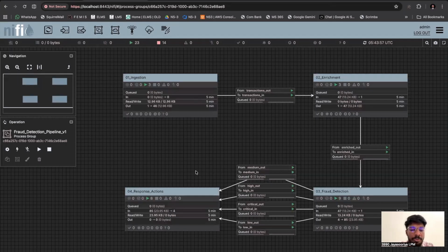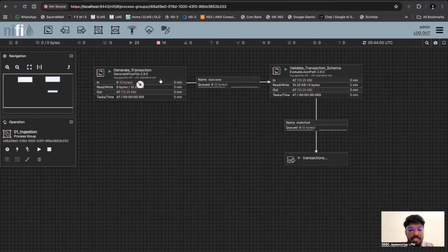In production, I would replace generate transaction with a Kafka consumer. I would swap the rule engine for a hosted machine learning model called via invoke HTTP, and replace the file sink with a Kafka producer to feed the downstream microservices. The architecture supports each of these substitutions without touching the rest of the flow.